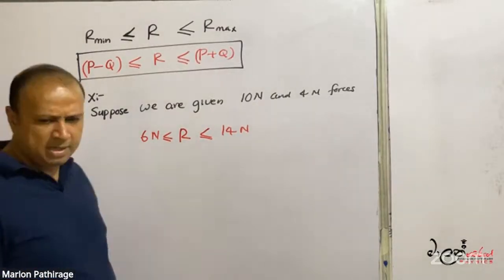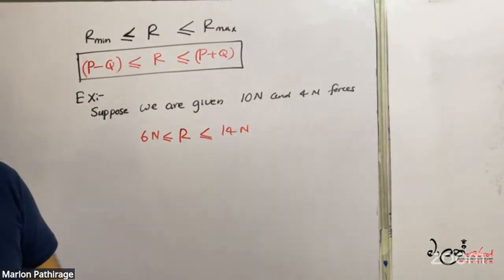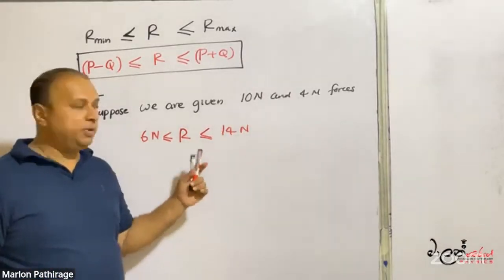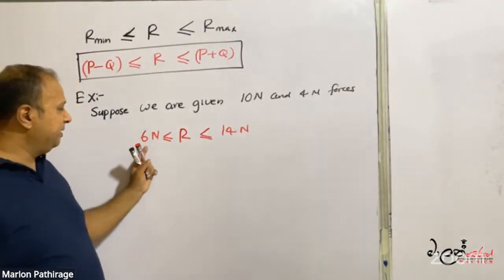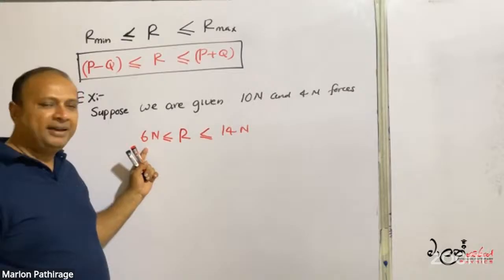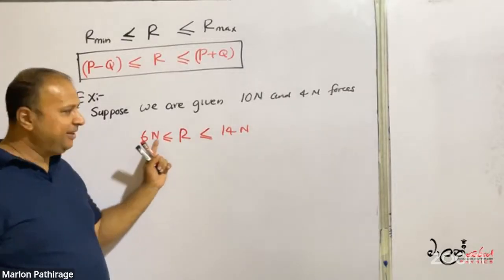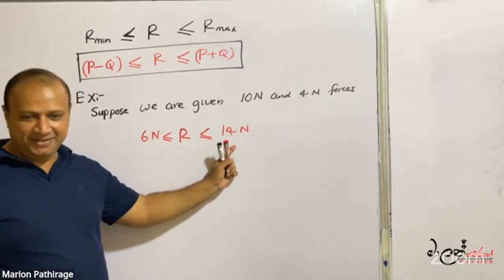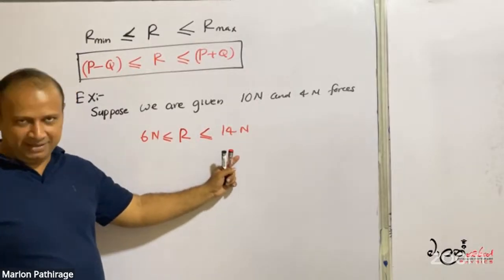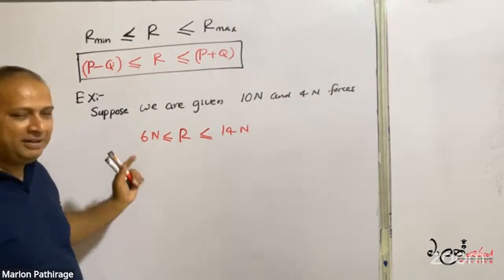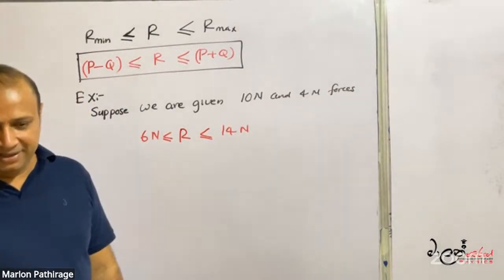Not R somewhere. It should be theta. This occurs when theta is equal to 180. Sorry, 0. This occurs when theta is equal to 0. This occurs when theta is equal to 180.